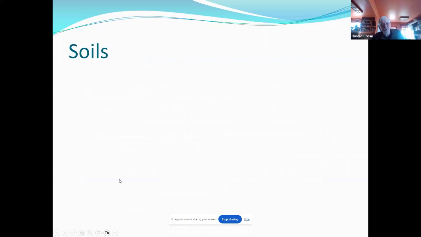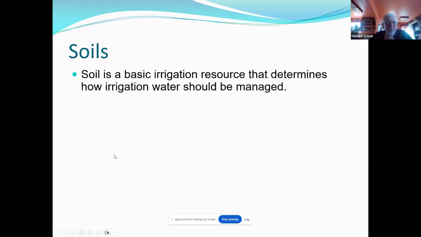And it all starts with soils. It started with the water, but in your planning effort, once you've tacked down the idea that they have a valid water right and the amount of water they have, your next step is to really look at the soils on a particular planning unit that you're working with. Soil is a basic irrigation resource that determines how irrigation water should be managed. It's all managed around the soil and the soil properties.